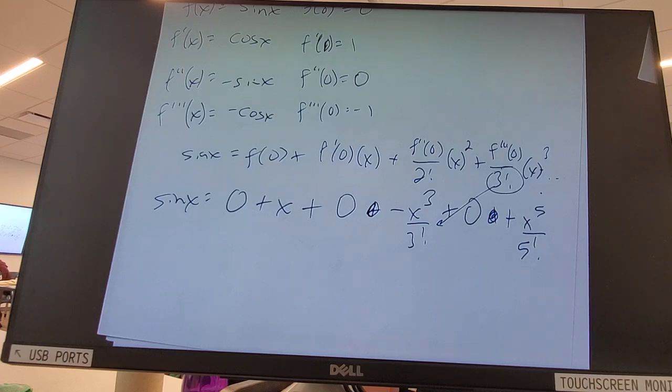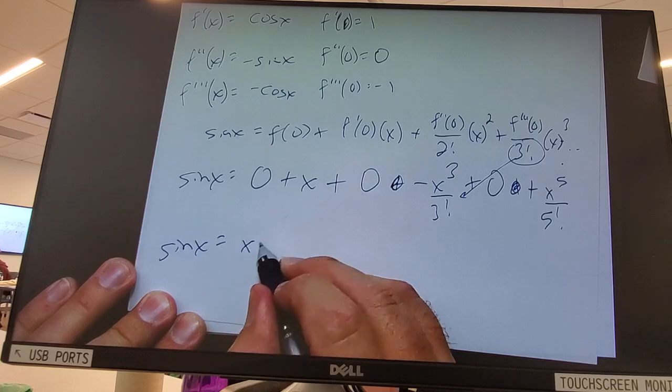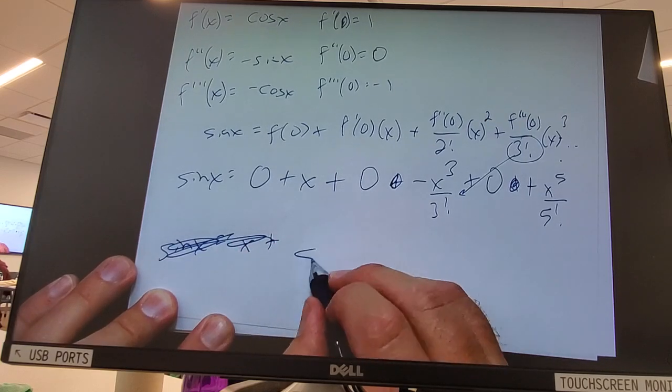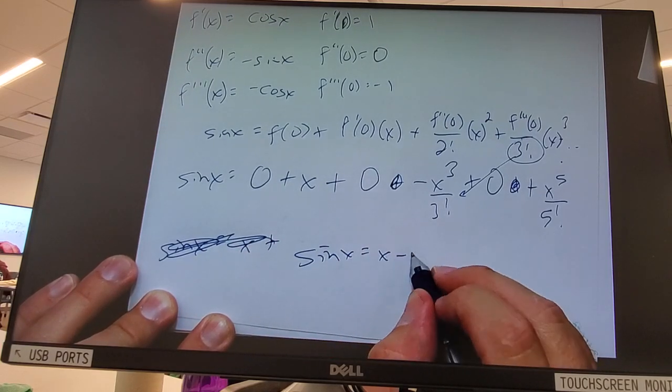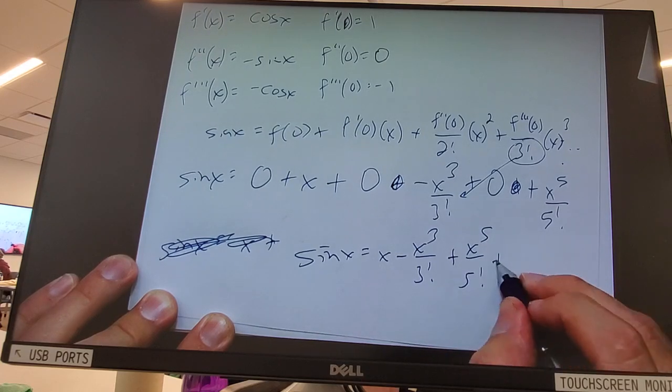I don't care what function you're given. That is fundamentally the process. Might you have to do more terms before you can see a pattern? Yes. All right, let me stop right there for a moment. So what have we actually figured out? And you're all like, yeah, man, that's my question. So let me clean this up a bit. Sine x is x minus x cubed over 3 factorial plus x to the 5th over 5 factorial.